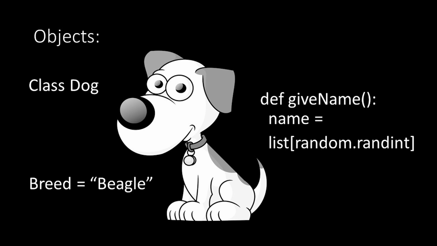For instance, we can create a dog class that has a variable to hold his breed and a function that names the dog from a random list of names. Each time we create a new dog object, he will have a breed and a name stored.